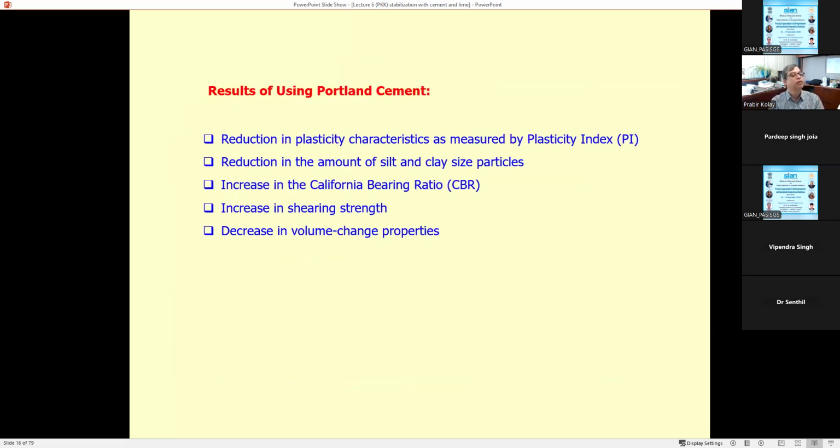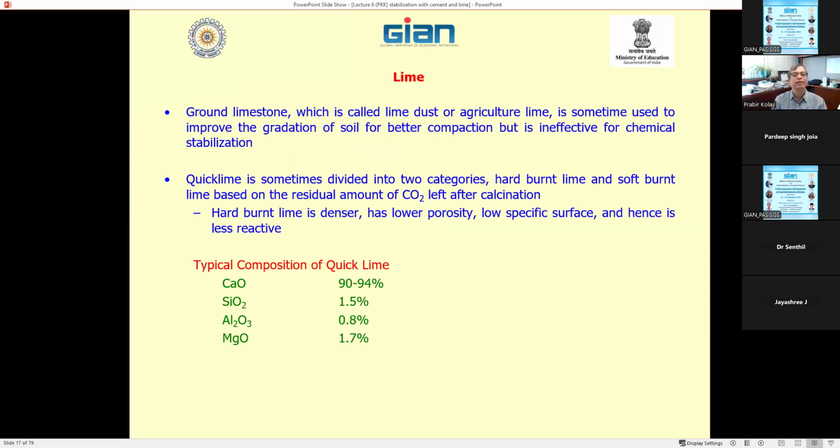So when you add cement to soil, what is happening? Basically, this is common for all stabilizers. There is a reduction of the plasticity characteristics, measured by the plasticity index, that is liquid limit minus plastic limit. There is a reduction in the amount of silt and clay particles, as they form agglomerations and the particle size increases. The California bearing ratio test value is going to increase. The UCS strength, the unconfined compressive strength, is also going to increase, and there is a decrease in the volume change properties, obviously. Then that is the cement.